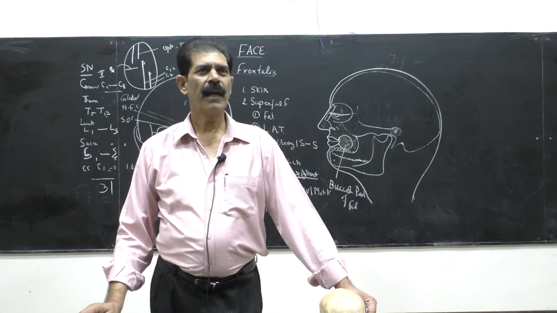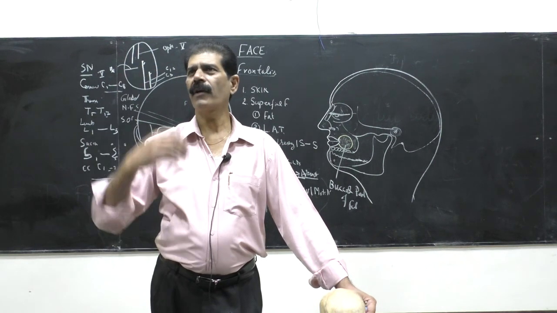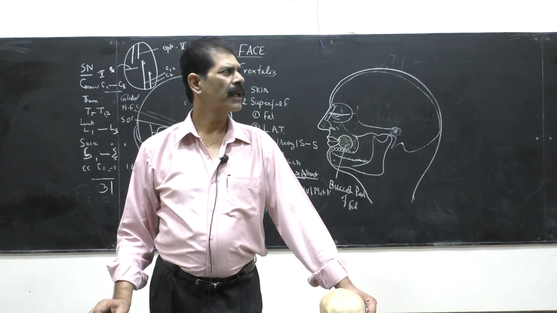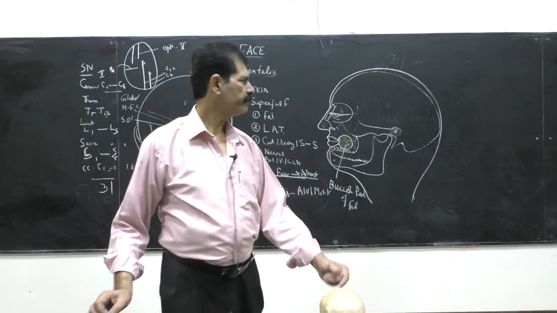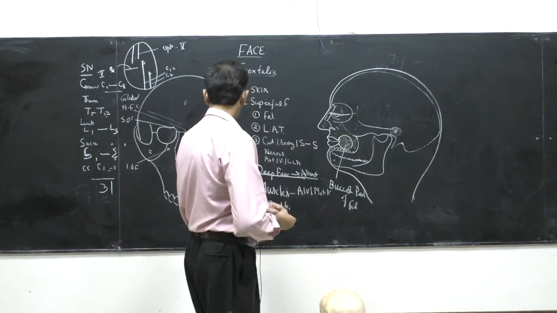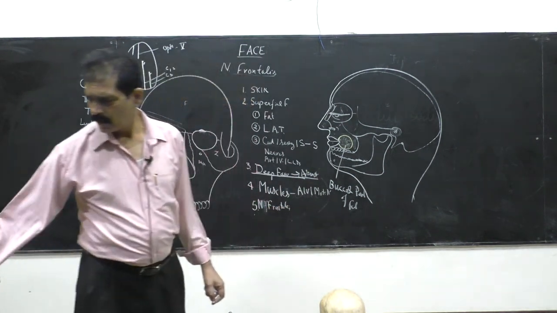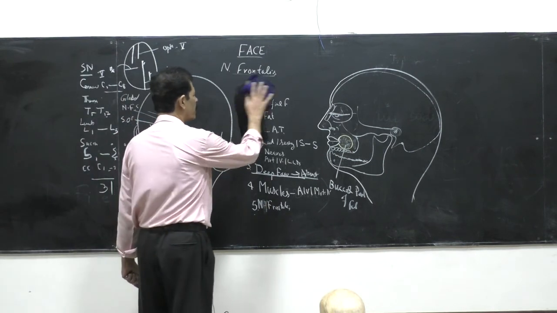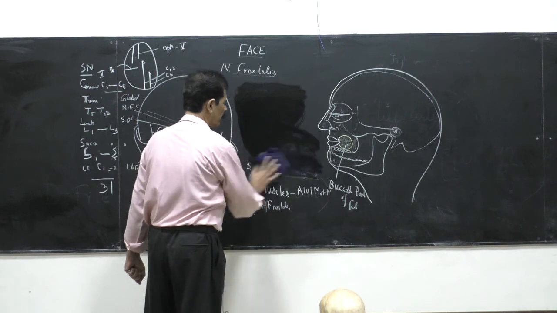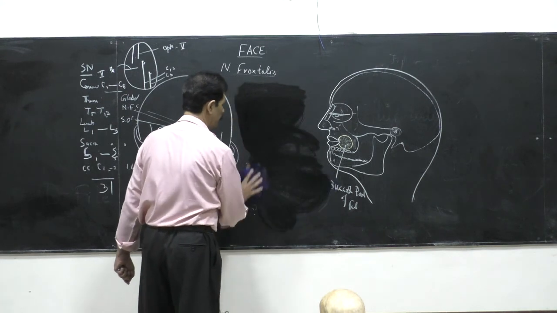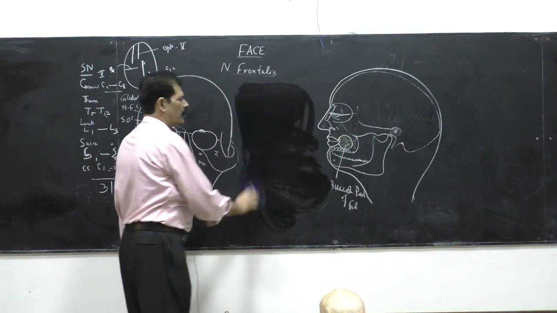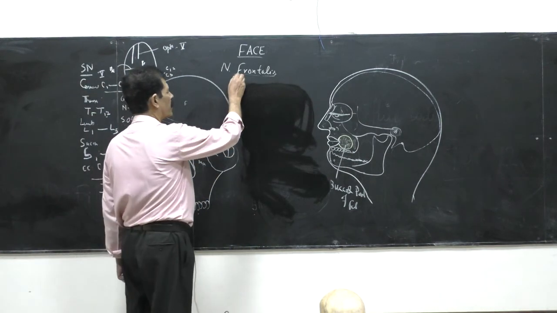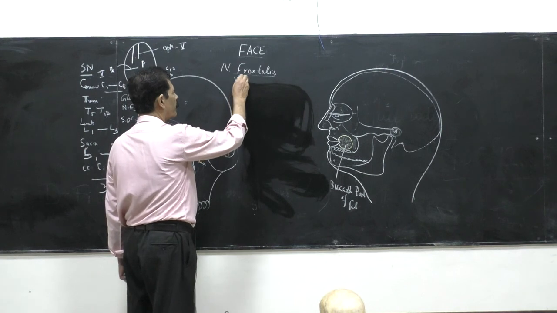And in the yellow colored fat, what do we find? First, the sensory or cutaneous nerves. In order to understand the cutaneous or sensory nerves, that is the nerve supply of the skin. Cutaneous nerves are supplied by the fifth nerve.